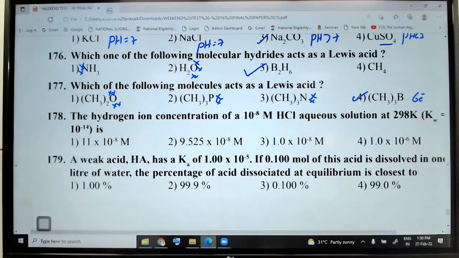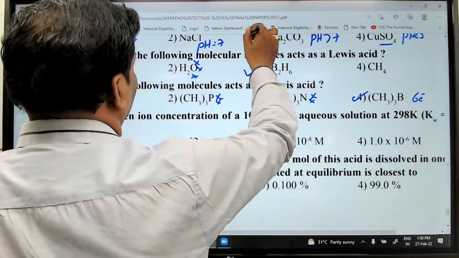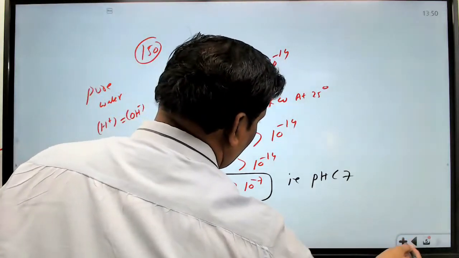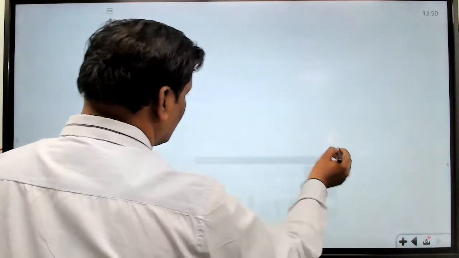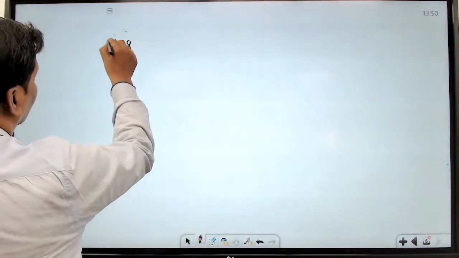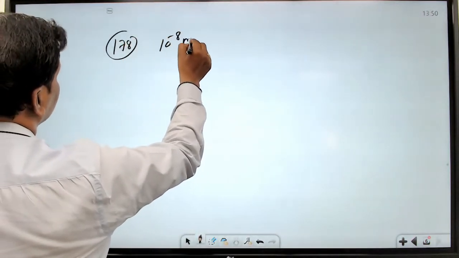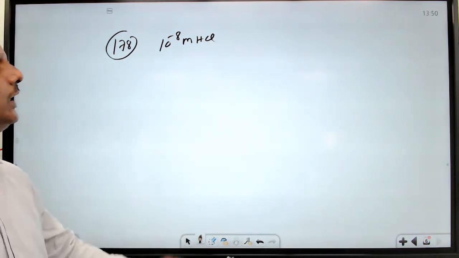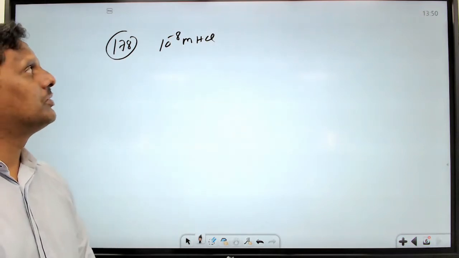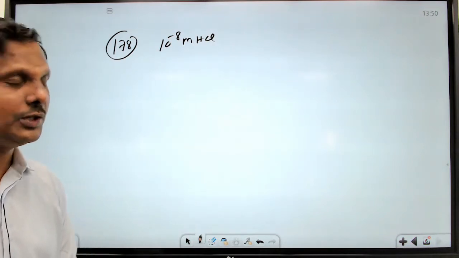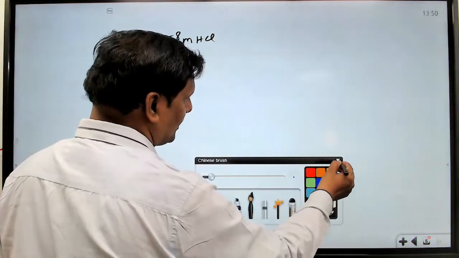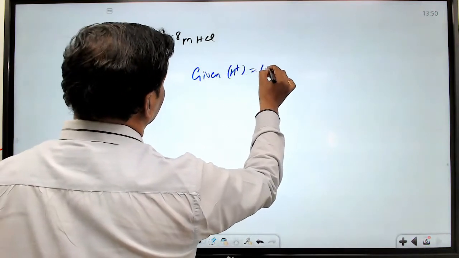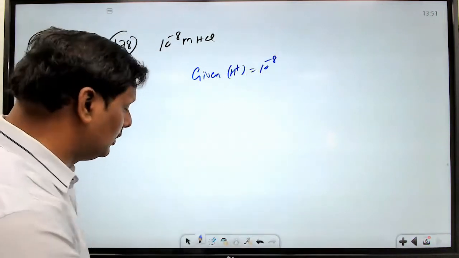Next question number 178. This is also NCERT textbook question 178. 10 power minus 8 molar HCl. How to find out H+ concentration? For your information, if you calculate, pH is equal to 8, it is not possible in case of acids. That means given H+ concentration at 10 power minus 8, definitely it is diluted. Diluted in the sense in aqueous solution.